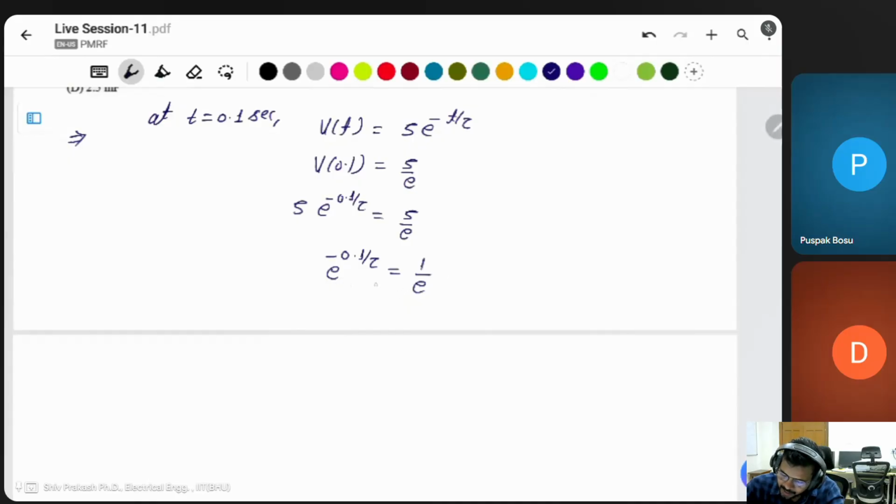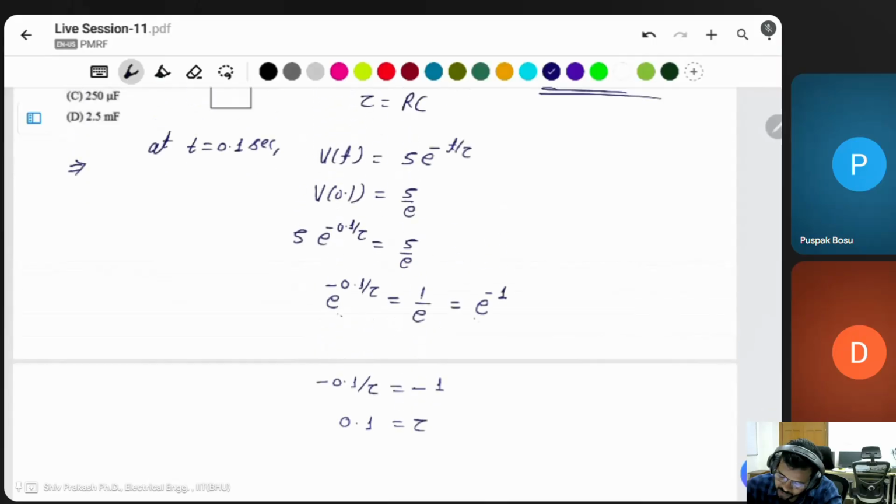Simply, you can say 1 by e can be written as e power minus 1. Both bases are the same, so you can equate the values of the power. Minus 0.1 by tau is equal to minus 1. Minus minus cancels out. 0.1 is equal to tau.